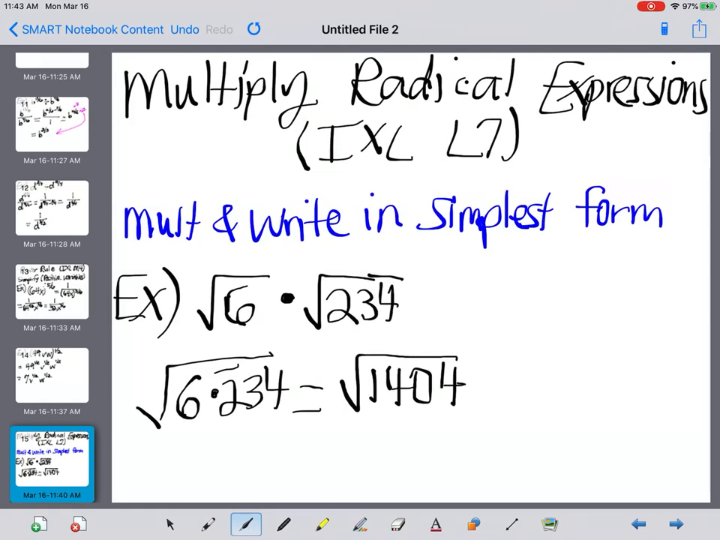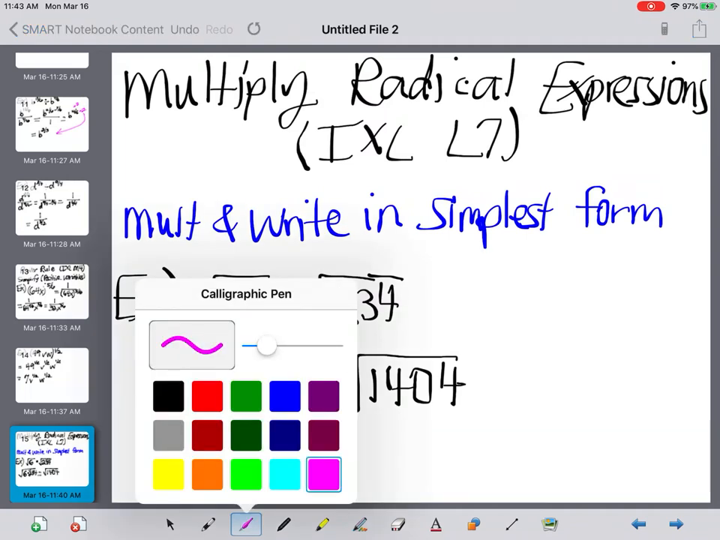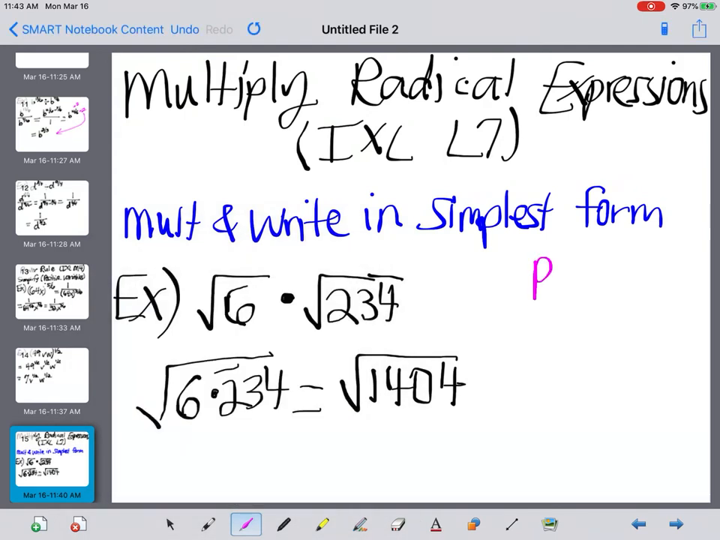And whoa, my 4s really don't want to write. Okay, so we have 1,404. And I'm like, whoa, that's a big number. Well, one thing that I can do on this is I can consider what my perfect squares are, and let's see if I can break this down. You also can use prime factorization if you really like that method. You can do that, but you don't have to do it that way.